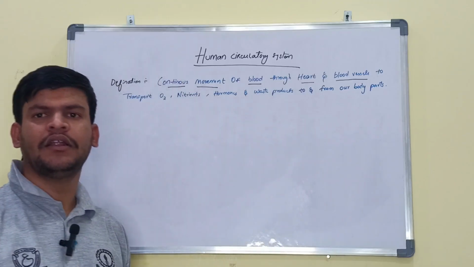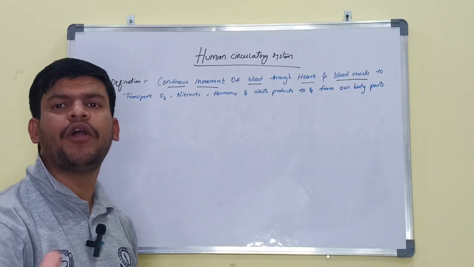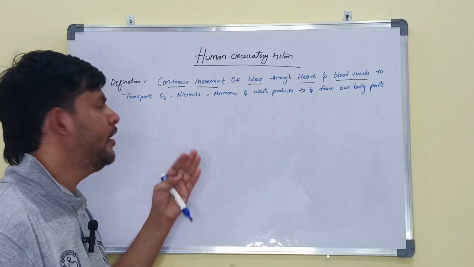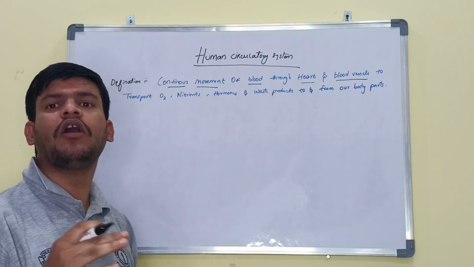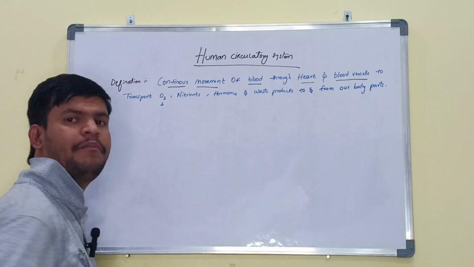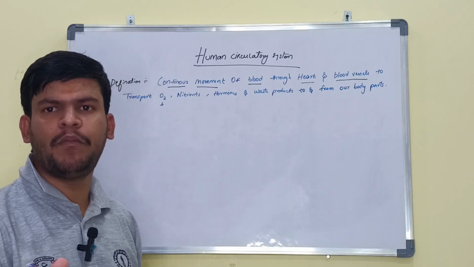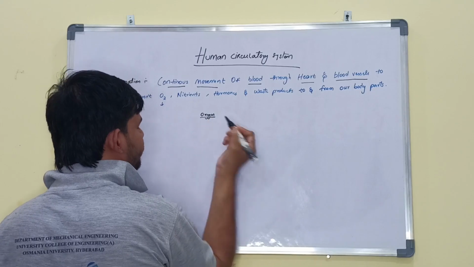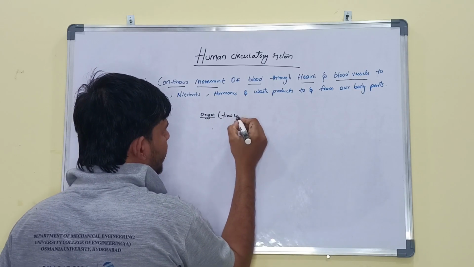When the heart transports the blood to all the body parts, in blood oxygen, nitrogen, nutrients, hormones and waste products are also included. Like this, let me explain with an example how the oxygen is transported to all the body cells with the help of blood, with the help of a flow chart.